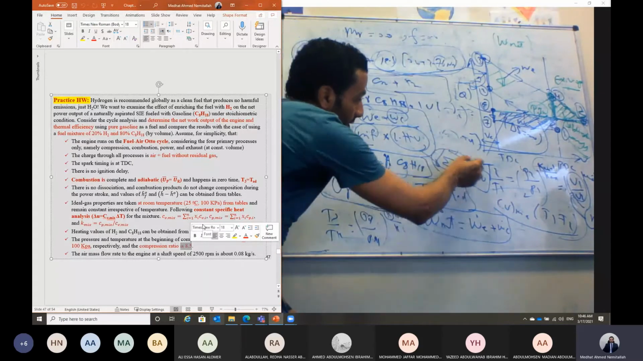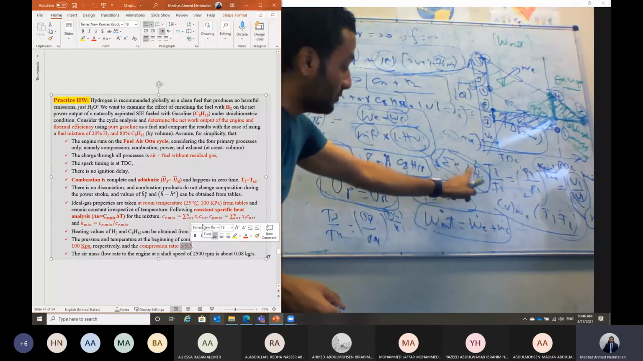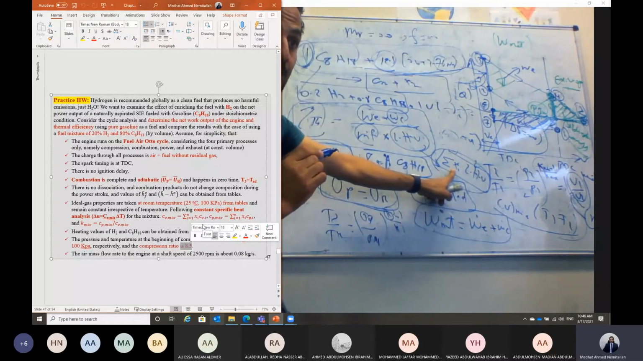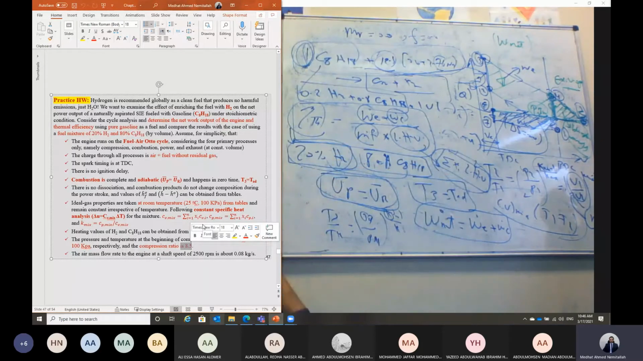Then calculate the lower heating value for the fuel mixture, as we have learned, which is equal to the summation of the mass fraction of each fuel in the fuel mixture, multiplied by its lower heating value. But keep in mind that we have written down the combustion equation per 1 kilomole of the fuel, so you should have some kind of conversion here. Do this, and compare it.